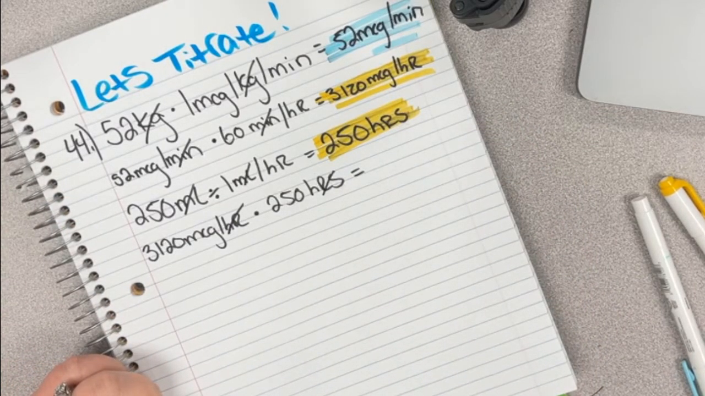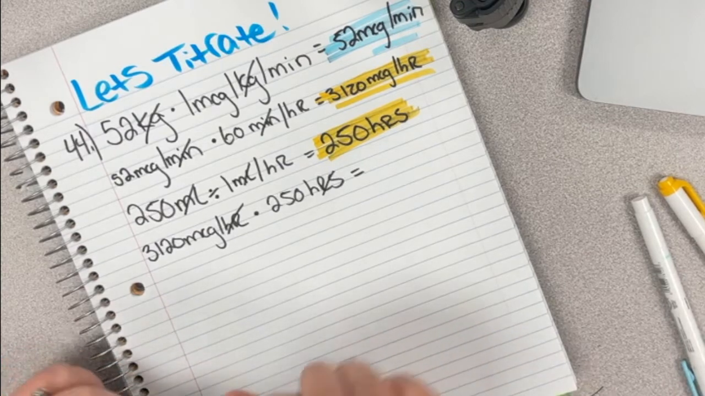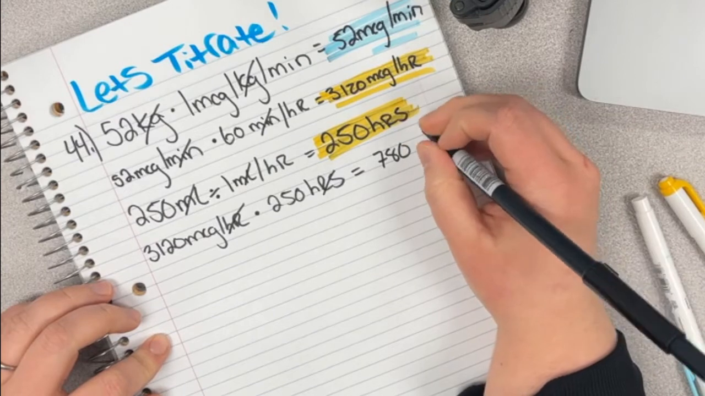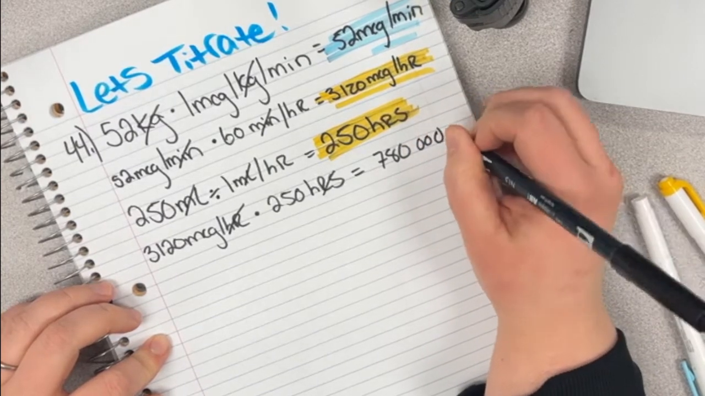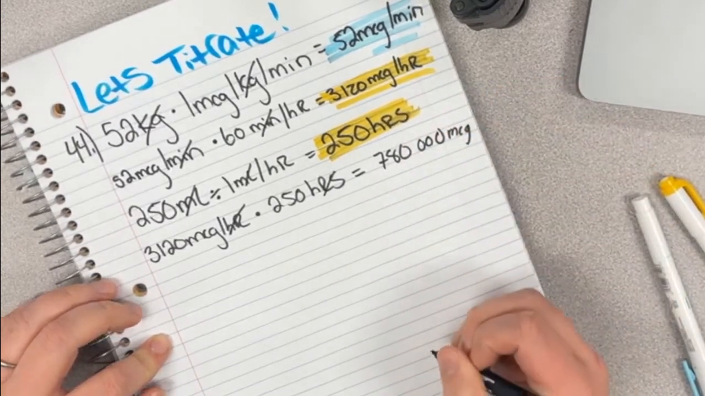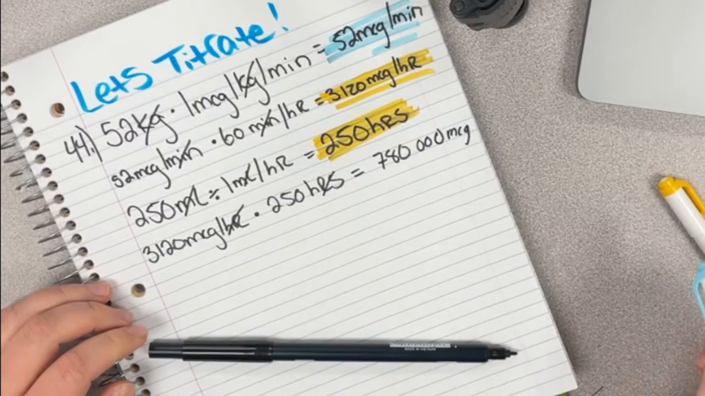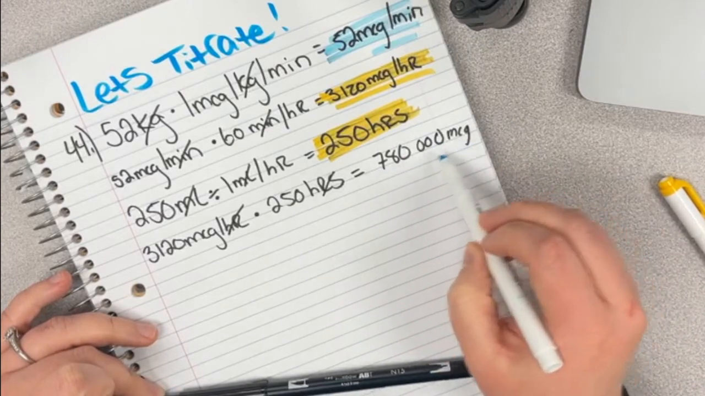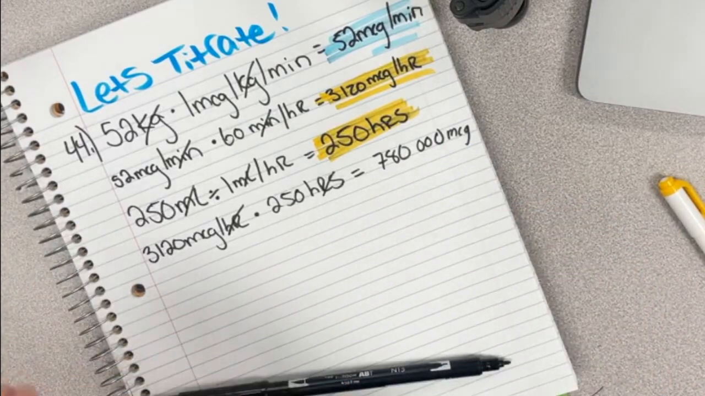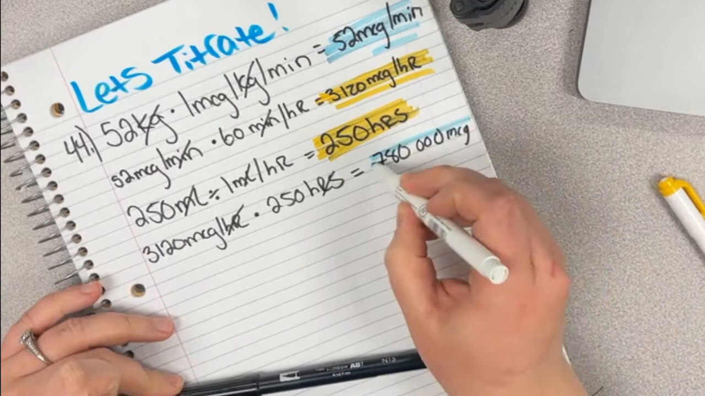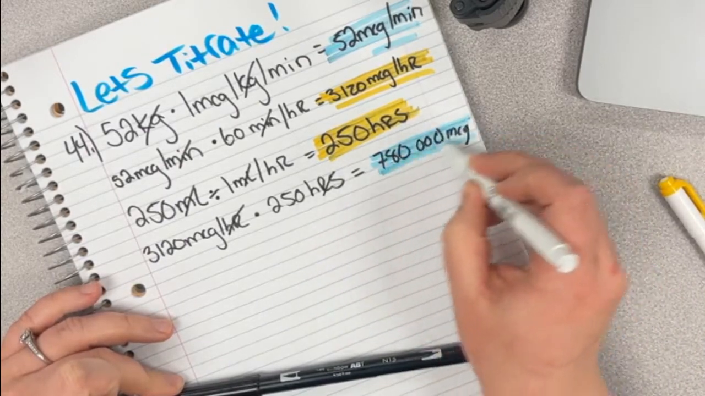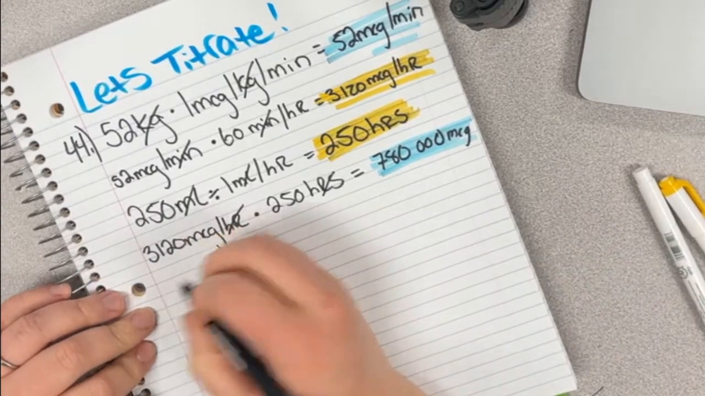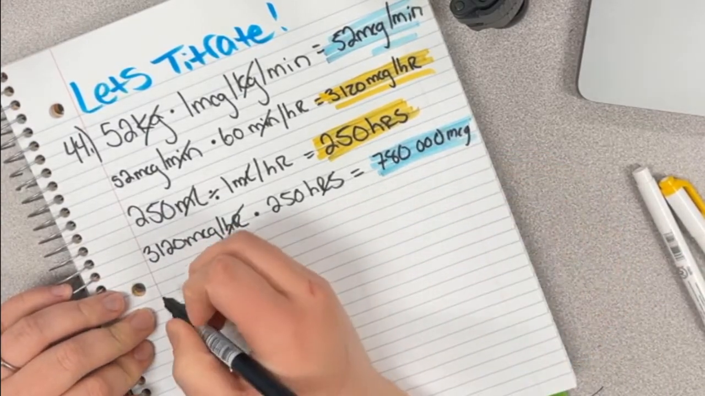3,120 multiplied by 250 is going to be 780,000 micrograms in that amount of fluid. But again, our question is asking us for the total in milligrams. So since our answer right here, which will be the total in the bag, is not in milligrams, we need to highlight it blue because there's one more step that we need to do to make sure we have the right answer. So let's come down here and let's convert this answer in micrograms to milligrams.